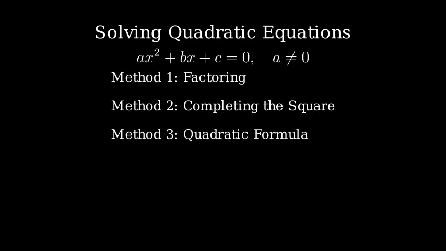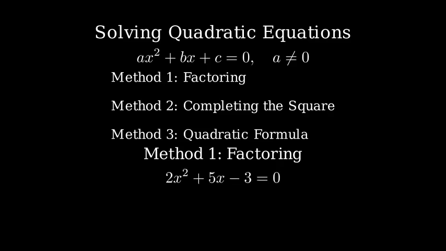Let's start by understanding why we need different methods. Our first method is factoring. This method works well when the quadratic equation can be easily factored. Let's solve this example. 2x squared plus 5x minus 3 equals 0.